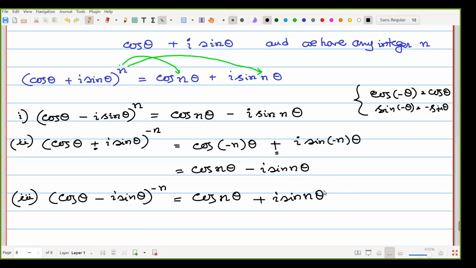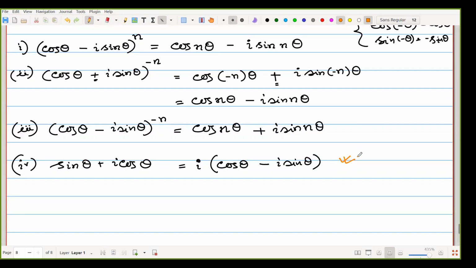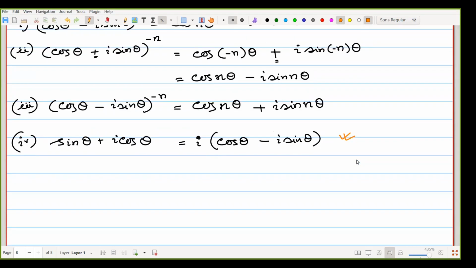And the fourth one, the derivation from here: if we have sin theta plus i cos theta, that means nothing to the power, simply 1. We are taking i common as a multiplier, so that one becomes cos theta minus i sin theta. Very important, that one is also: sin theta plus i cos theta is equal to i of cos theta minus i sin theta. Let's check the De Moivre theorem.